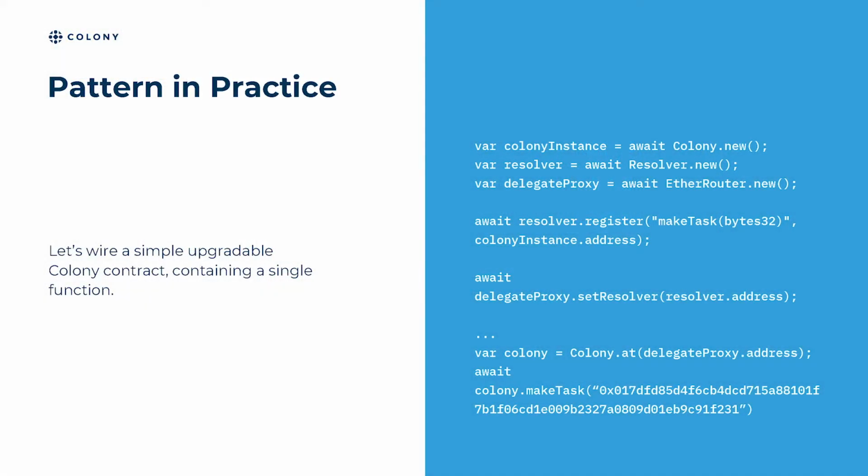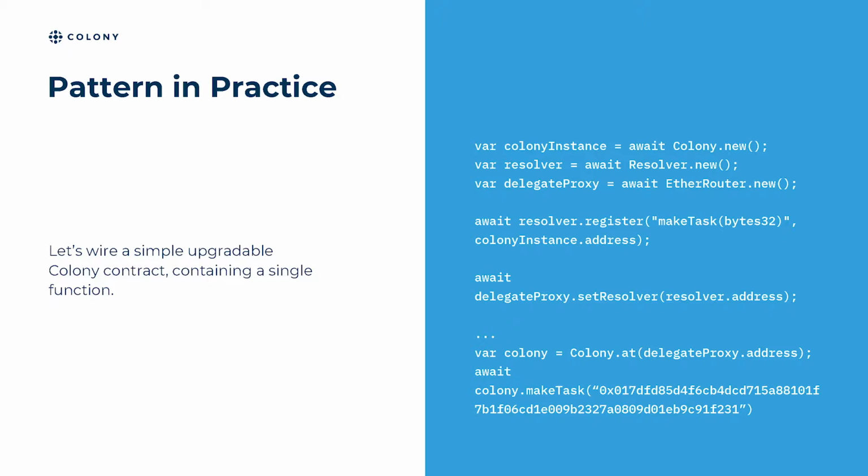At the end, just showing how it wires up. This is using TruffleContract, just part of one of our tests. The example is wiring up a simple upgradable colony contract, so a contract that just has a single function of make task. So imagine we do that in a pattern.